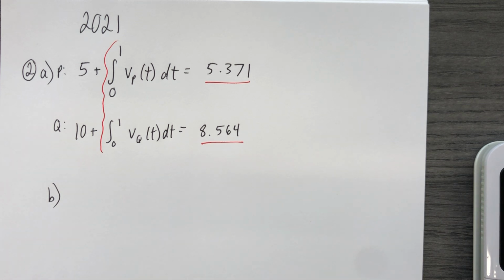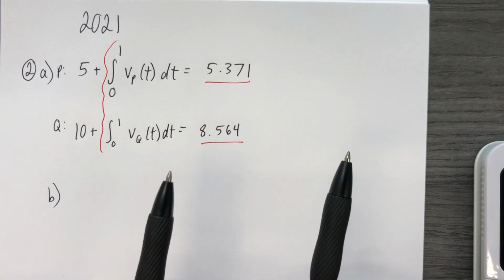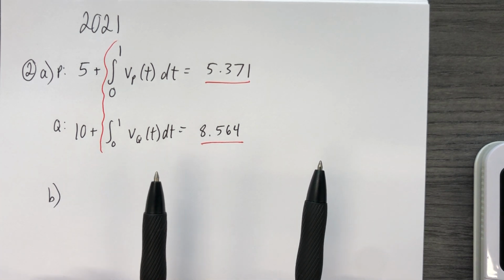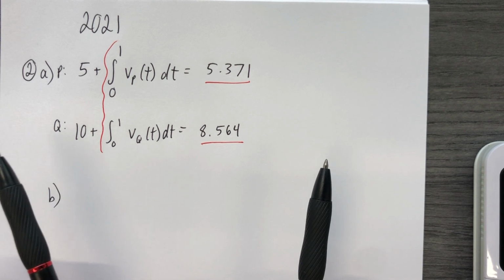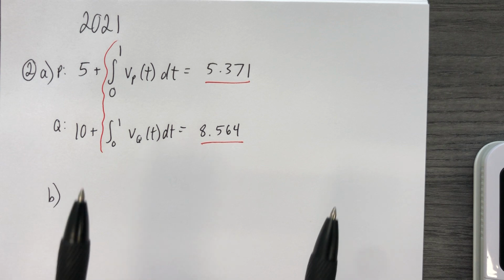That's going to come in really handy. So P is to the left of Q. They will be moving away from each other if P has a negative velocity and Q has a positive velocity. So here's the deal. We need to find our velocities.